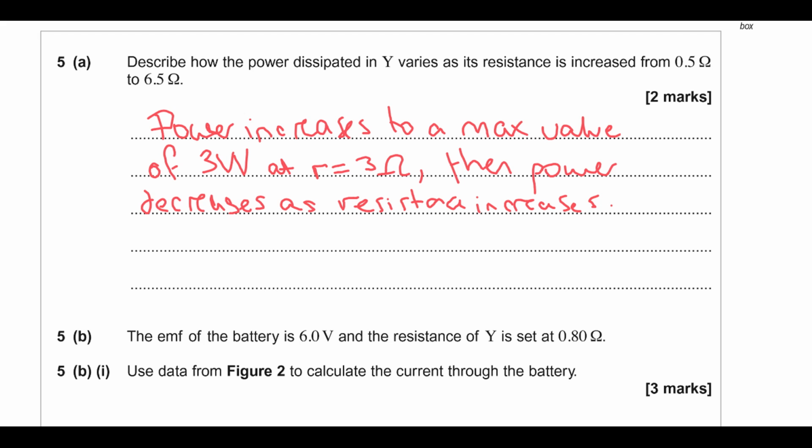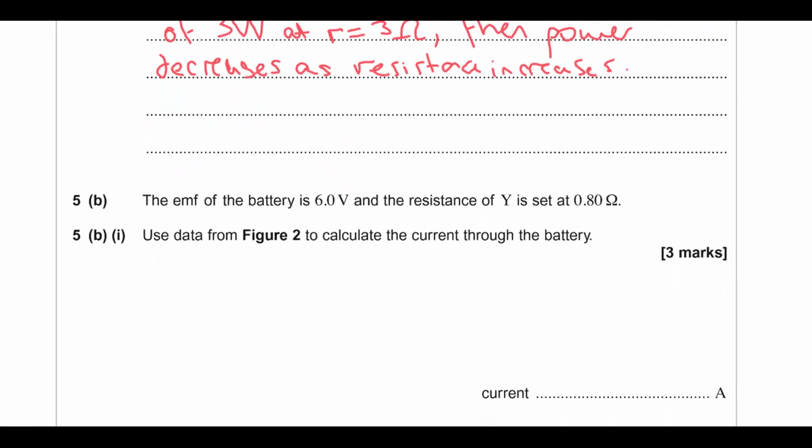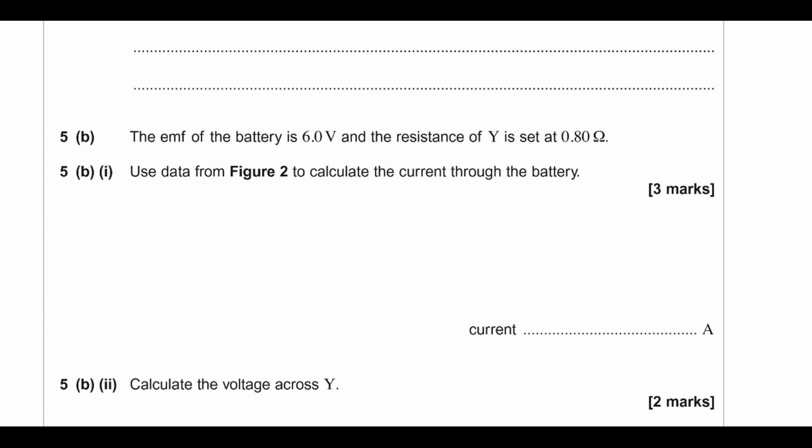So the mark scheme for this question didn't actually require you to be that specific, but I always say that if you can be specific, you should be, because you never know when another year they might be like, well, why weren't they specific? So be nice and specific there. You'll never miss out. You've got your EMF 6 and the resistance 0.8. Use the data from figure 2 to calculate the current through the battery.